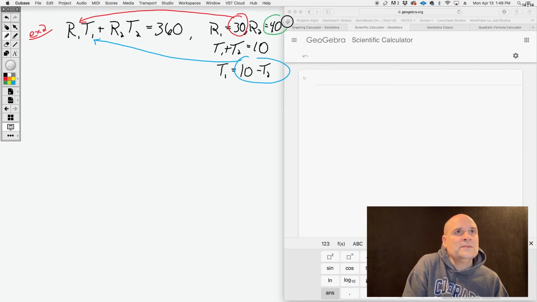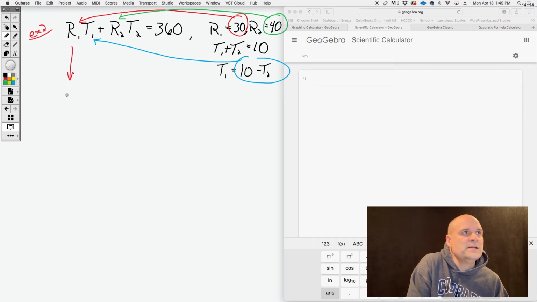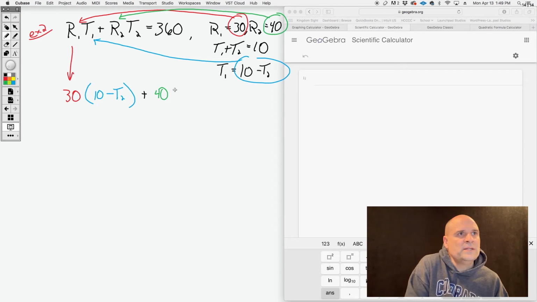And our R2 is 40, so that goes right there. So let's rewrite these guys. R1 is 30 times T1, which is 10 minus T2, plus R2, which is 40, times t2, which is our only variable now, equals 360.